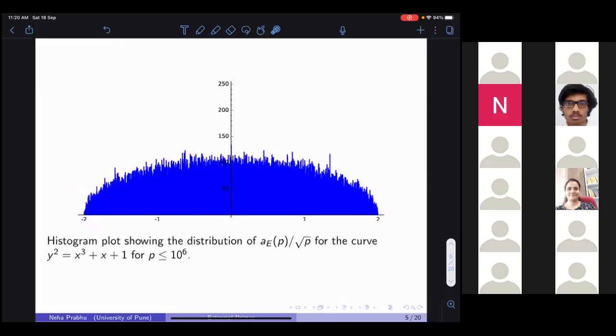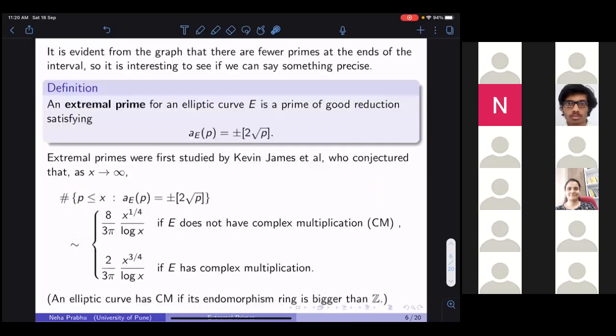And so it's interesting to see if we can say something precise. And this brings me to the definition of an extremal prime. An extremal prime for an elliptic curve E is a prime of good reduction satisfying a_E(p) is plus or minus the greatest integer of 2 square root of p. Okay, that's by Hasse's theorem. We know that those are the endpoints of the interval it can lie in. And so you see how often it can actually take that value in integer value.